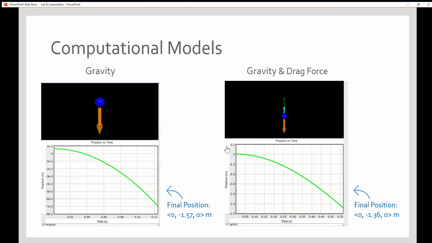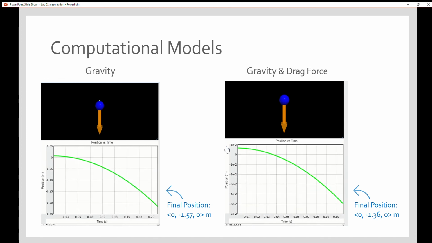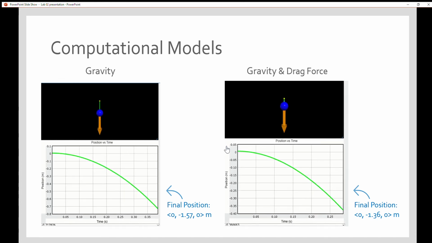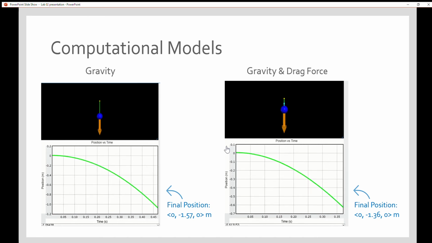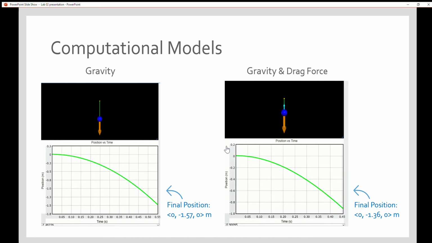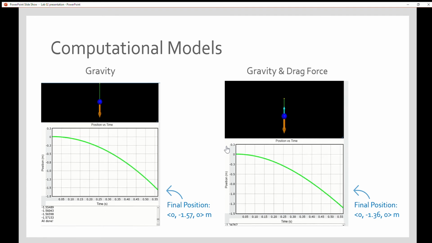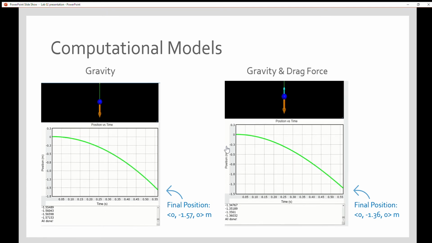I ran the code, and as you can see in the image on the left, there is no drag force opposing the gravitational force, and the banana fell a total of 1.57 meters, about 0.2 meters further than it did in Tracker. On the right, there is a drag force, as shown by the blue arrow pointing up from the ball, and this caused the object to fall 1.36 meters just like it did in real life.